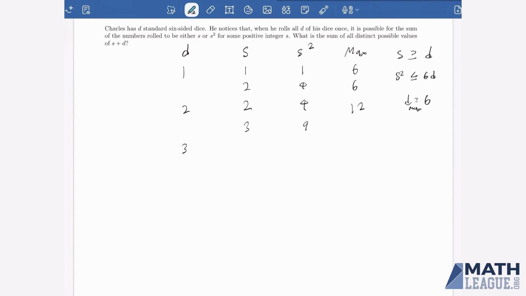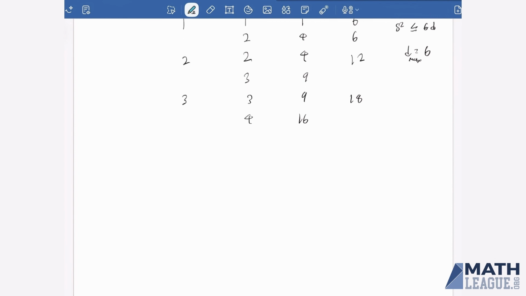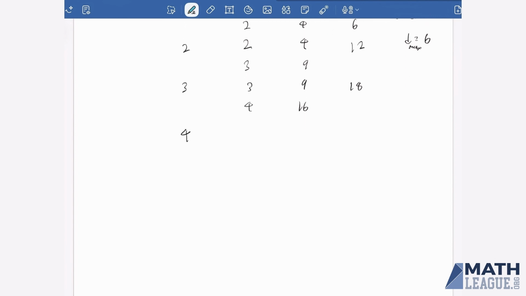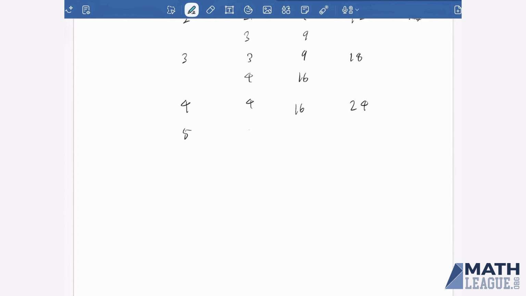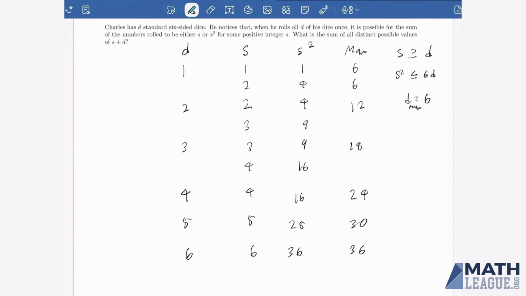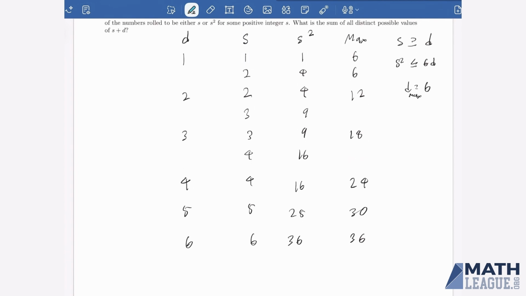And when D is equal to 3, we can write 3 and 9 and 4 and 16 because the S squared max is 18, but 5 and 25 is not legal. And for 4, we can write 4 and 16 only because the max here is 24. And for 5, we can write 5 and 25 because the max is 30. And for 6, we can write 6 and 36 because the max is 36. And we can't go any further than D is equal to 6.